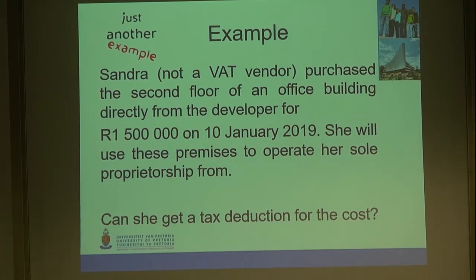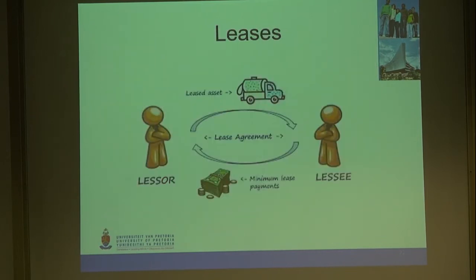Okay. Now we're just going to step into a little bit of a different side of looking at assets. And we're going to be looking at what happens if we have assets that are leased out. Okay, so we're still sort of looking at things that are capital in nature, but we're looking now specifically at the lease transactions of these assets.